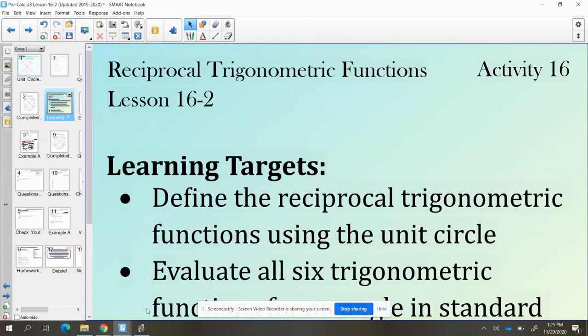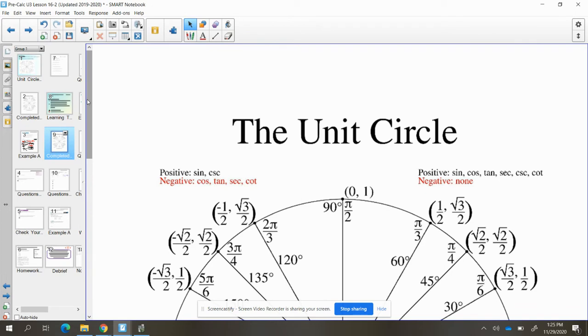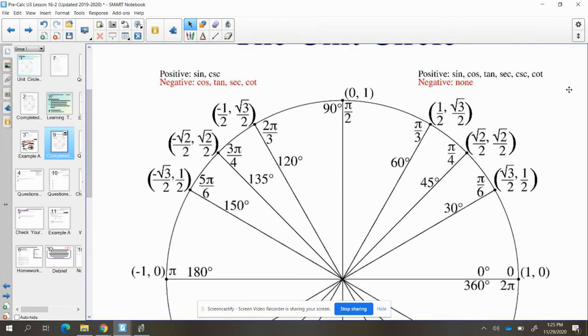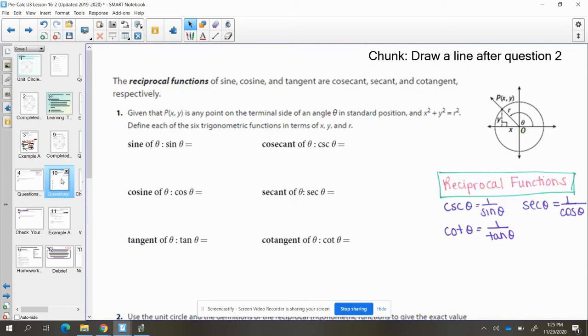Hi everyone, today we are finishing up activity 16 by looking at the reciprocal trig functions starting on page 219. Definitely going to want your unit circles handy. The reason I also bring this up with the unit circle is because we talked a lot about sine, cosine, and tangent in the previous lessons, and now you also see these reciprocal trig functions of secant, cosecant, and cotangent listed. So we're going to start talking more about those today on page 219.